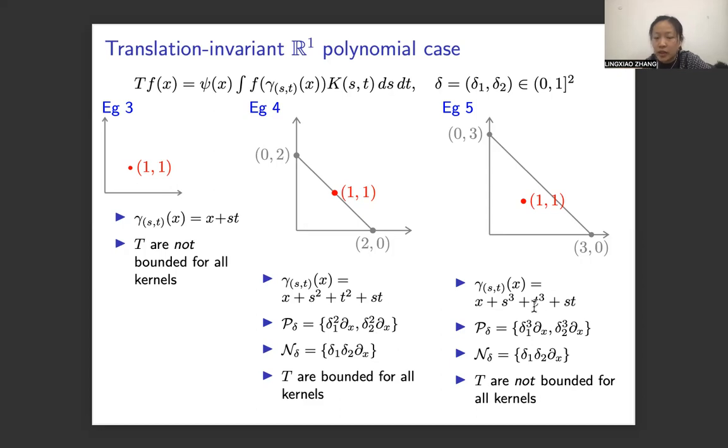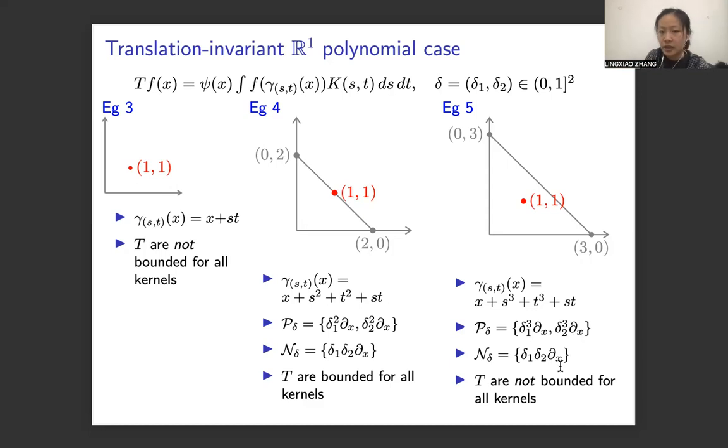And in the next example, we change gamma slightly by raising the powers of s and t to 3. And so the pure vector fields become delta 1 cubed dx and delta 2 cubed dx. And now, by a simple calculation, we can show that this delta 1 delta 2 dx cannot be written as a linear combination of delta 1 cubed dx and delta 2 cubed dx with bounded coefficients. And so by our theorem, the operator T is not bounded for all kernels.